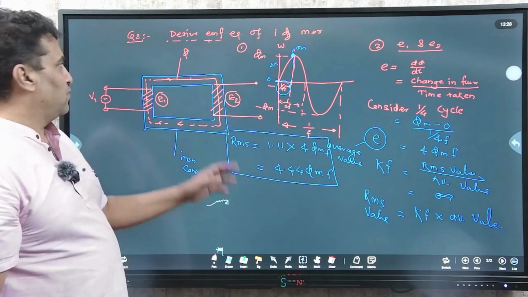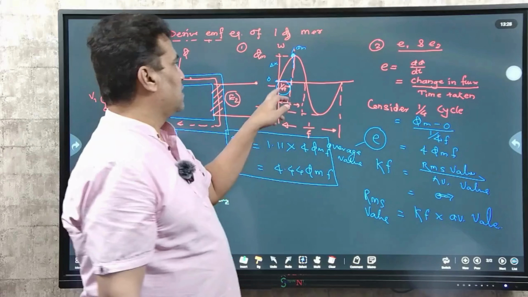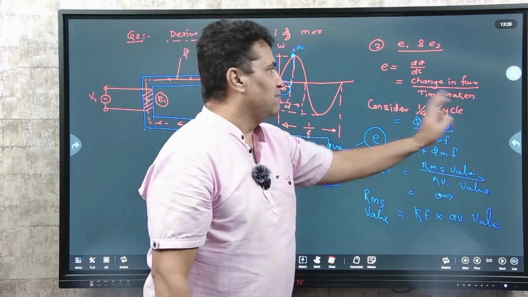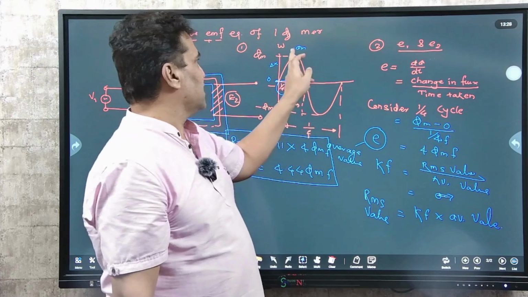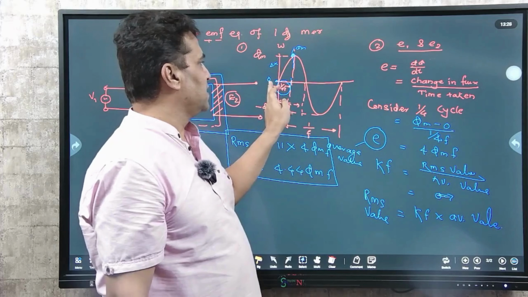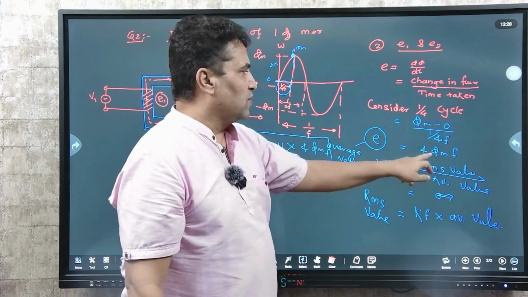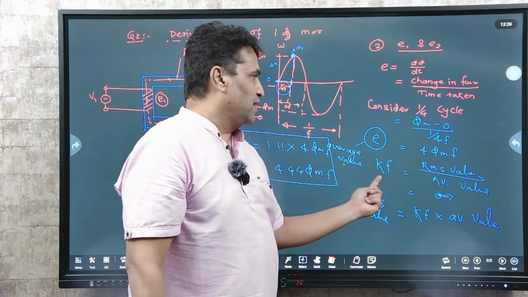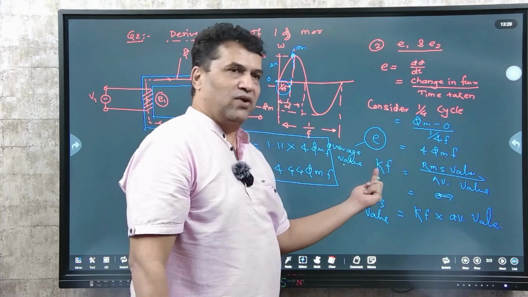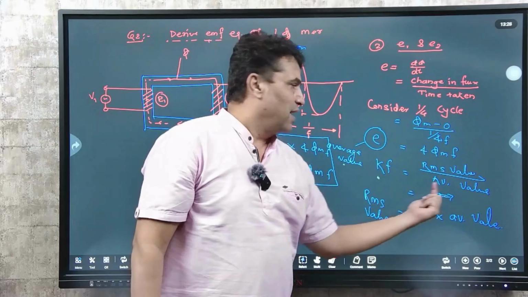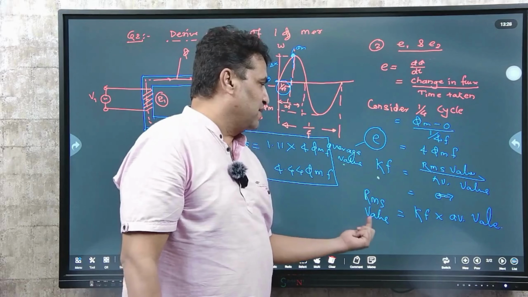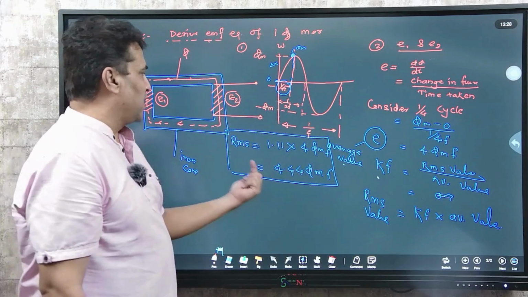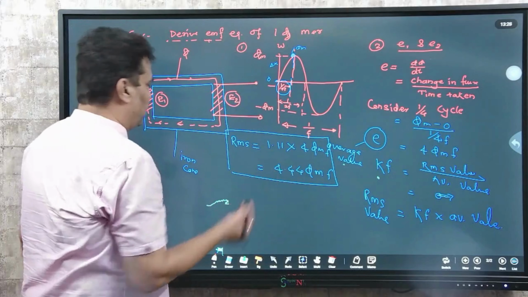But we know, once again I repeat, when you consider Faraday's law, d phi by dt, it becomes change in flux by time taken. Consider the quarter cycle, the flux changes from phi m minus 0 divided by 1 by 4f, so it becomes 4 phi m f, but it is an average value. In order to convert the average value into RMS, we take support of the form factor. What is a form factor? RMS value by average value. And that's why RMS value equals form factor into average value. So 1.11 into average value, the RMS value becomes 4.44 phi mf.